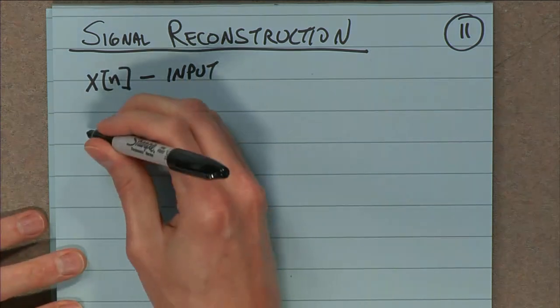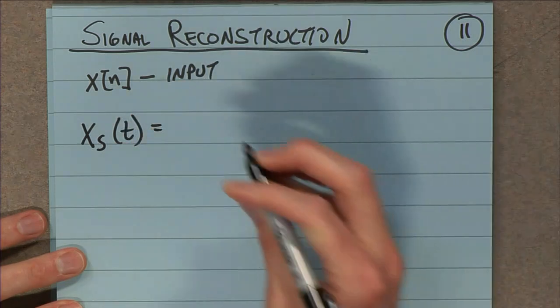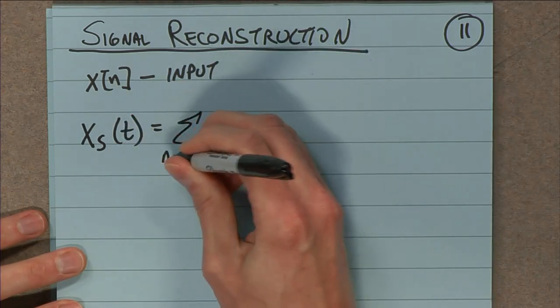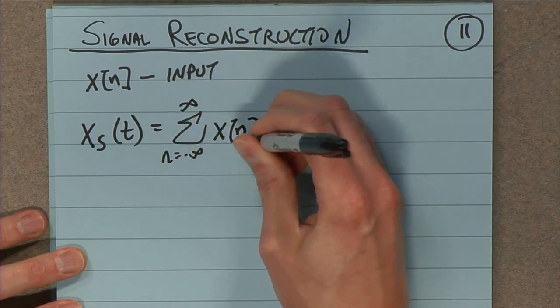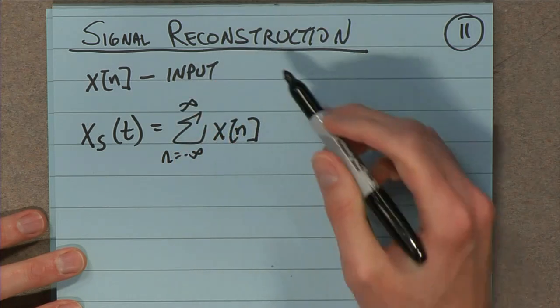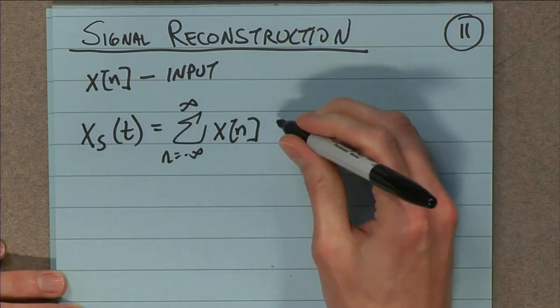So if we start here, we end up going backwards from the, we'll call it an ideal discrete time to continuous time converter.